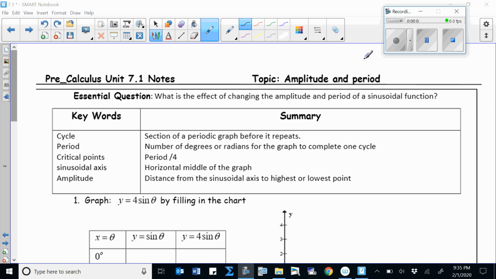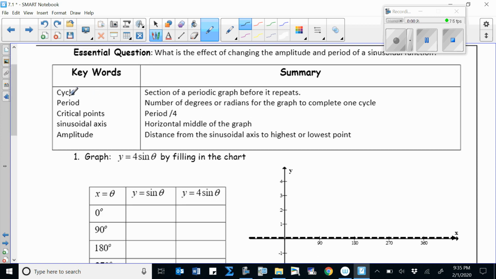Hi everyone. Today we are going to talk about amplitude and period. We will learn what is the effect of changing the amplitude and period of a sinusoidal or periodic function. Any function like sine, cosine, tangent, and cotangent are called sinusoidal or periodic functions because they repeat themselves after a period of their domain. I'm going to talk about all these keywords throughout the lesson gradually.